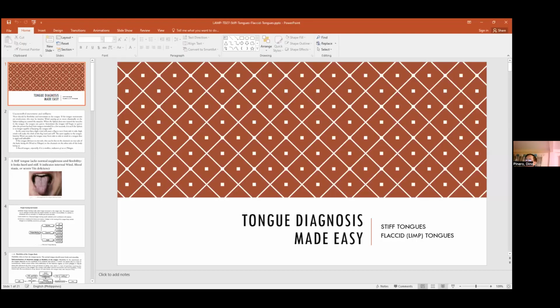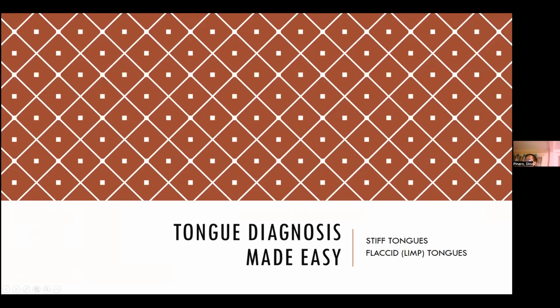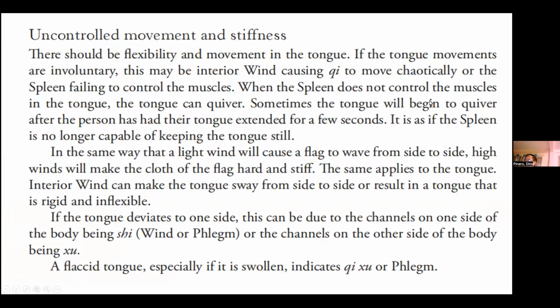Okay, we continue with tongue diagnosis made easy: stiff tongue, flaccid, limp tongues. Uncontrolled movement and stiffness. There should be flexibility and movement in the tongue. If the tongue movements are involuntary, so hindi mo kinusang ginalaw, sariling movement ng tongue, this may be interior wind causing chi to move chaotically, or the spleen failing to control the muscles. When the spleen does not control the muscles, the tongue can quiver.